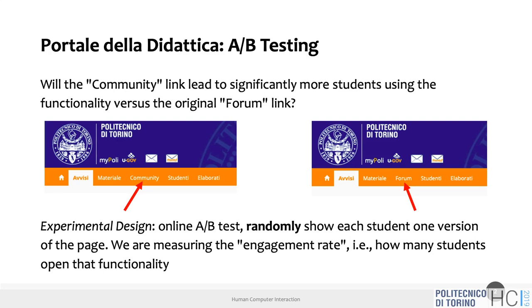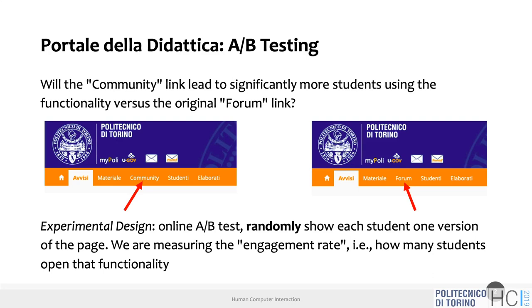We would like to know if just this change of label will lead or not to more students using that wonderful function in the teaching portal. So let's imagine this. We have this page, this website. It is done, and we create a copy of this with this very small difference, community instead of forum. Small change. We deploy both versions on the web under didattica.polito.it. This is obviously an imaginary example just for teaching purposes. It's not real. We would like to do online A/B testing.